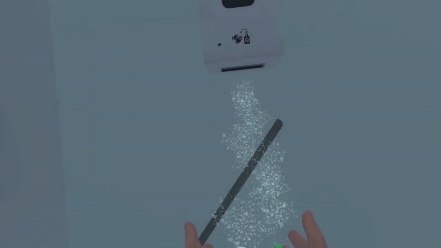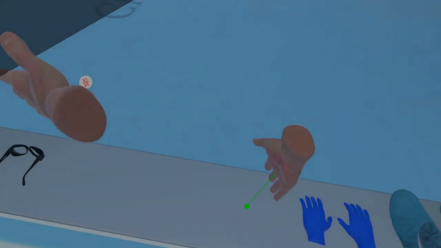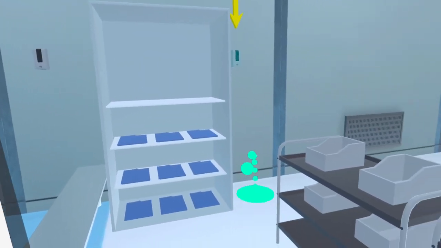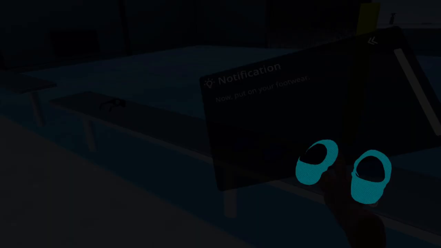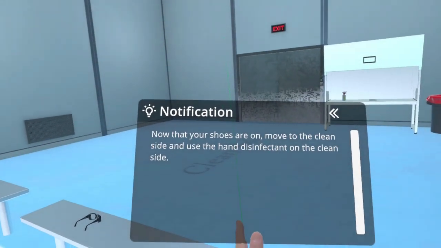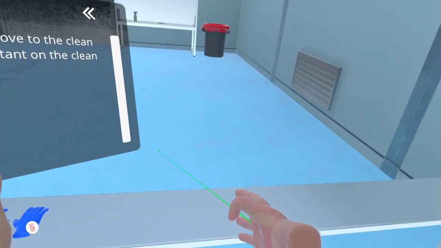Now, disinfect your hands again. Now, put on your coveralls. Now, disinfect your hands again. Now, put on your footwear. Now that your shoes are on, move to the clean side and use the hand disinfectant on the clean side.